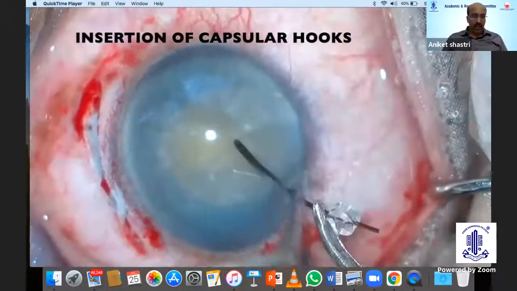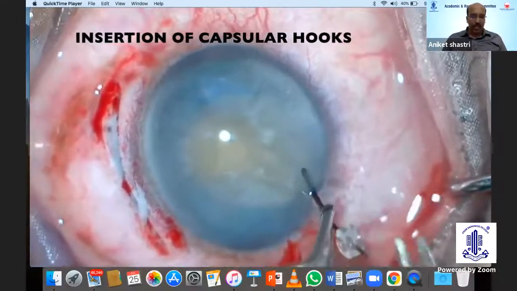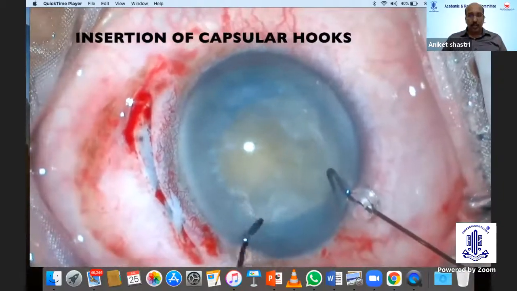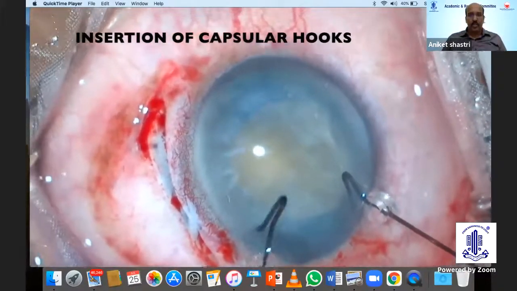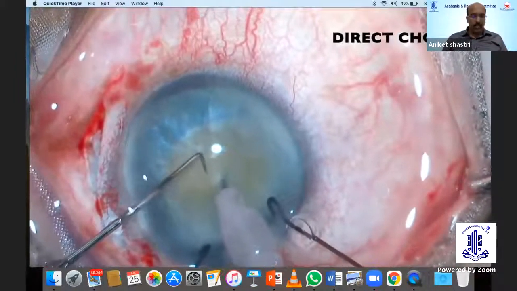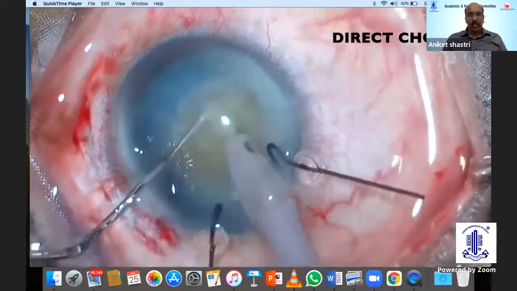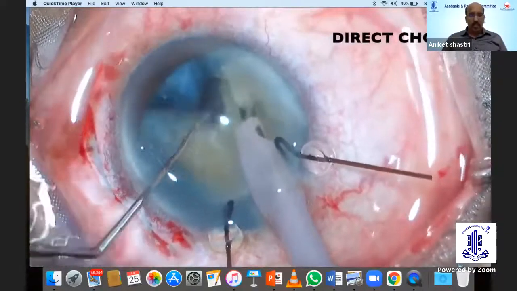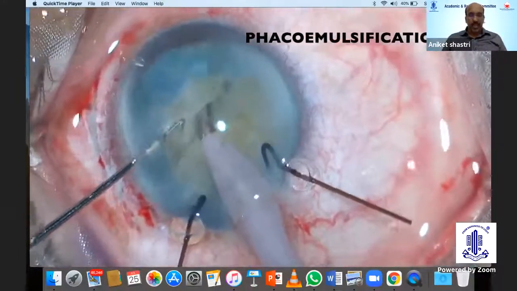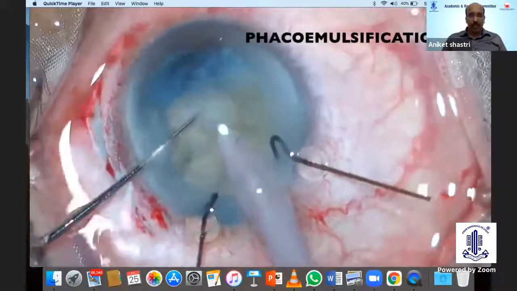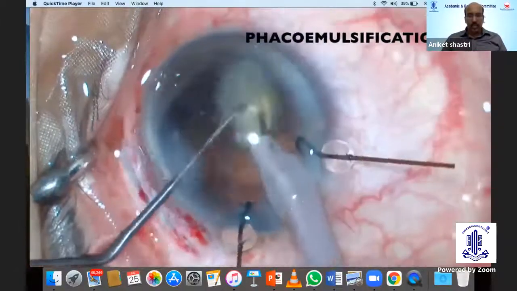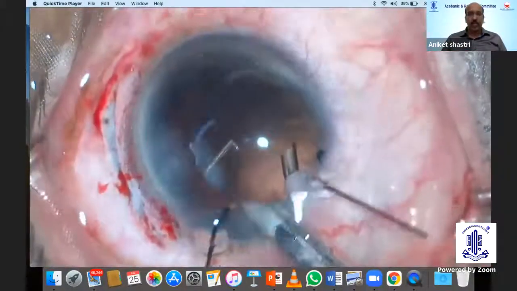phacoemulsification. Then the capsular hooks were inserted in the area of zonular dehiscence to stabilize the bag. The advantage of these hooks over iris hooks is that they support from the equator and cause less damage to the margins of the rhexis. After confirming that there was no vitreous in the AC, we started with the phacoemulsification. The direct chop method was preferred as it causes less stress on the zonules during emulsification, and the nucleus was broken down into small pieces. This is fast forwarded for the sake of time. The important thing is a regular injection of viscoelastic in between so that we flatten the posterior chamber and keep the bag inflated.